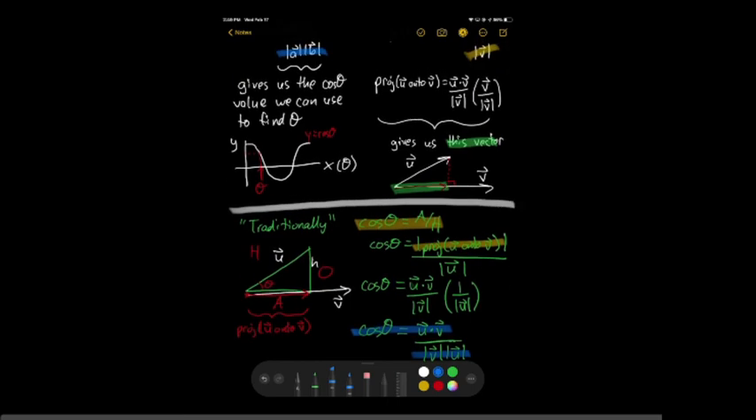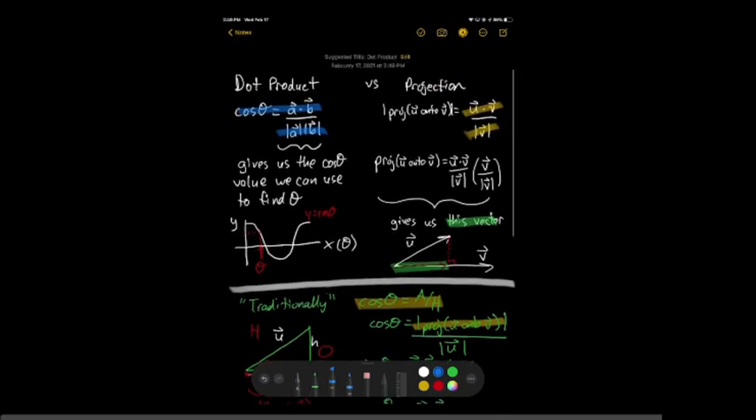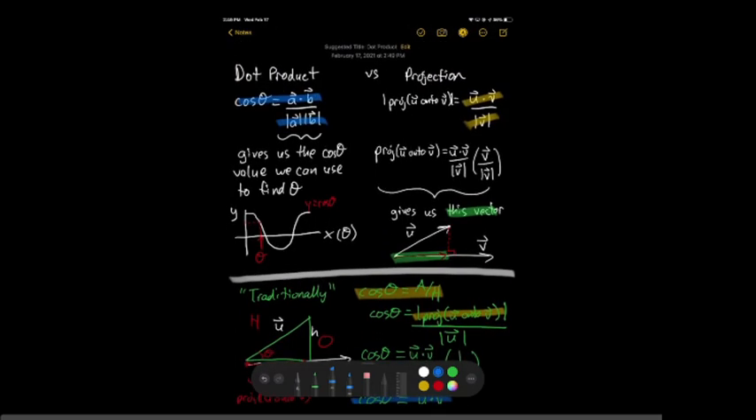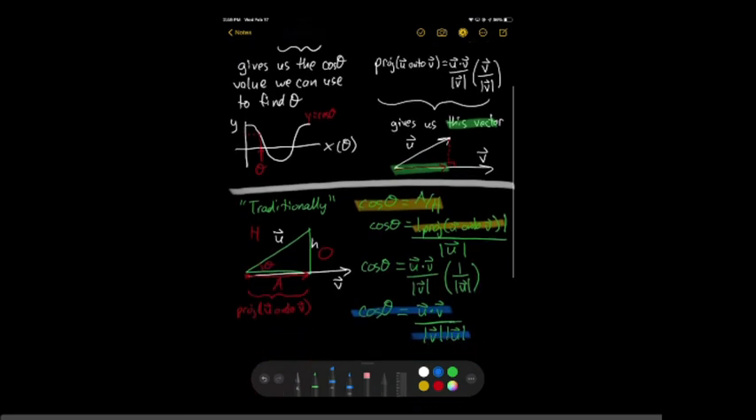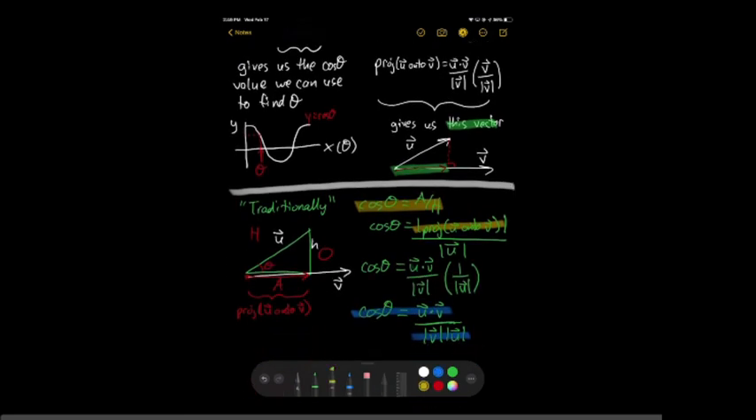So what is the relationship between our cosine theta dot product formula here and the magnitude of our projection here? Well, the magnitude of the projection is just this part of our cosine theta formula. And then we're dividing by the magnitude of u in order to finish it up, because that's our hypotenuse.